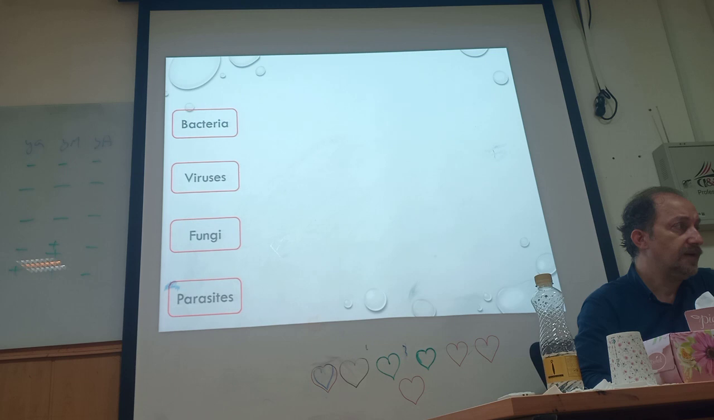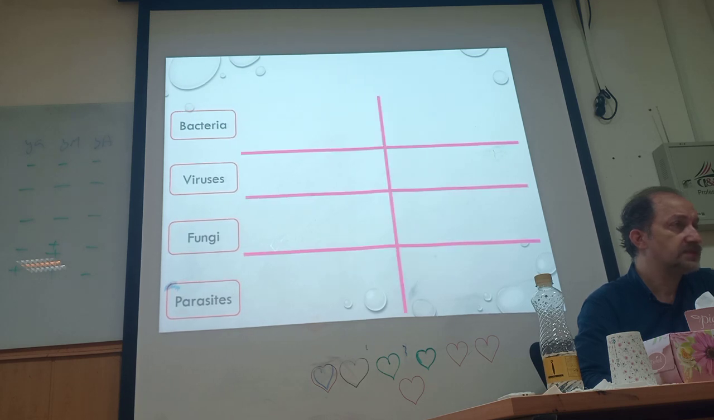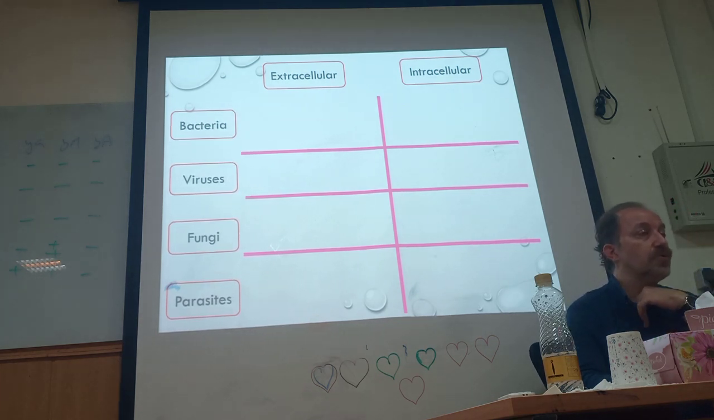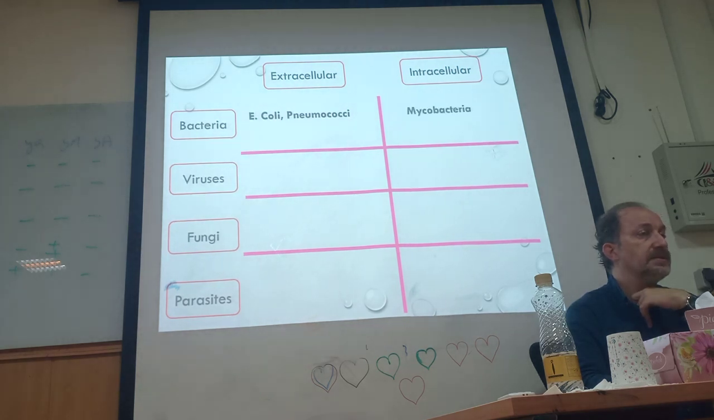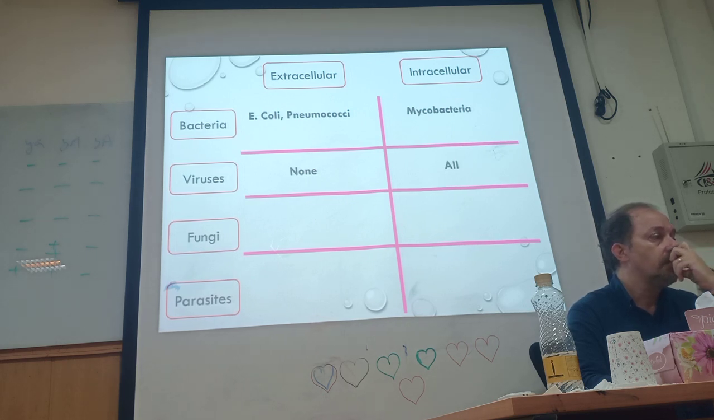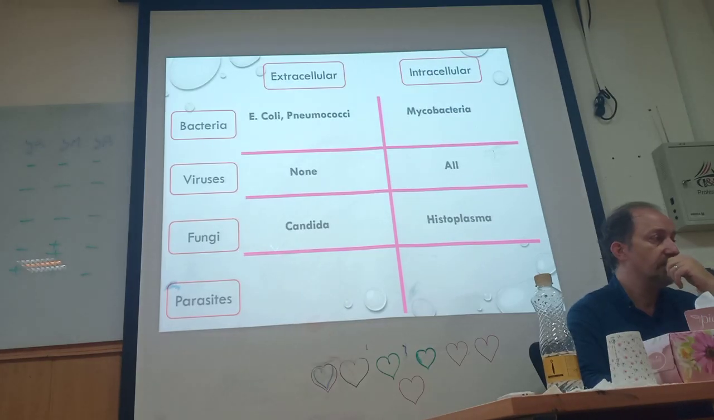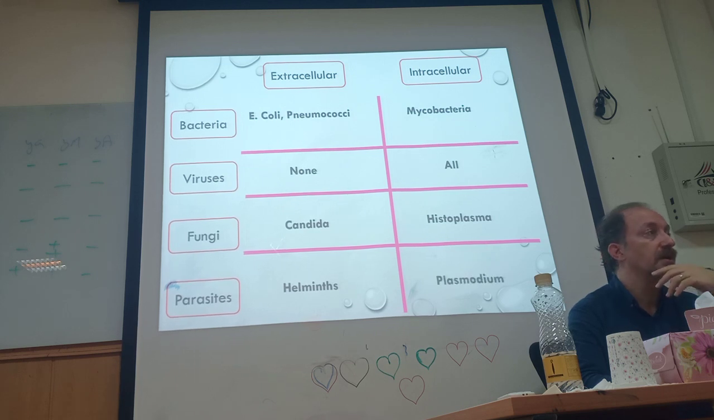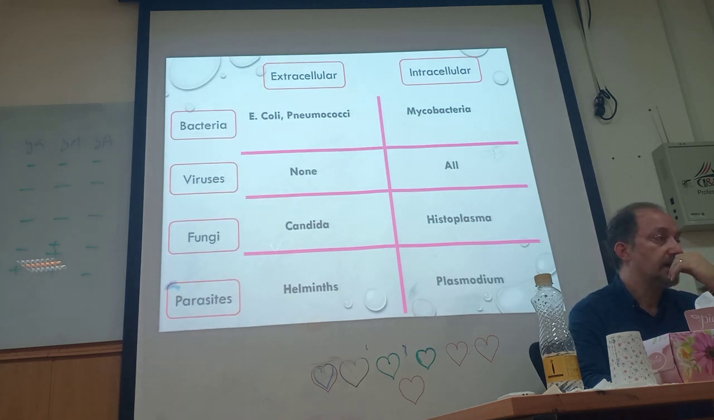Regarding bacteria, they can be divided into extracellular and intracellular. Extracellular bacteria are such as E. coli and pneumococcus. Intracellular ones are such as mycobacteria. In viruses, we have only intracellular, so all viruses are intracellular. For fungi, I can mention Candida as extracellular and Histoplasma as intracellular. For parasites, helminths are extracellular and Plasmodium is intracellular. So these are some examples of extracellular and intracellular microbes in four categories: bacteria, viruses, fungi, and parasites.